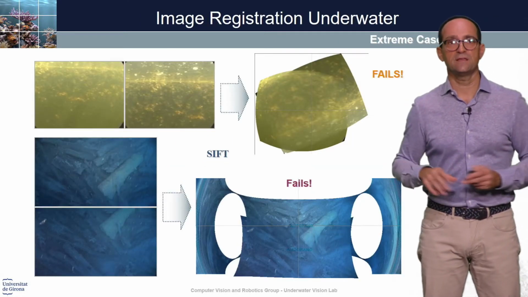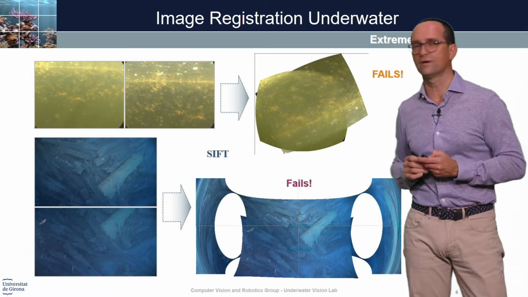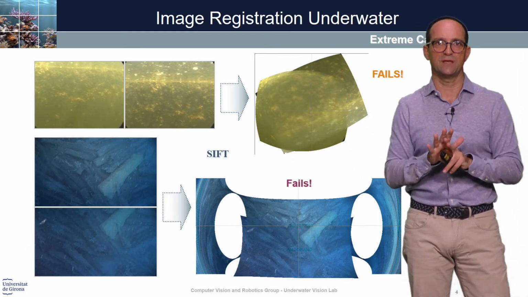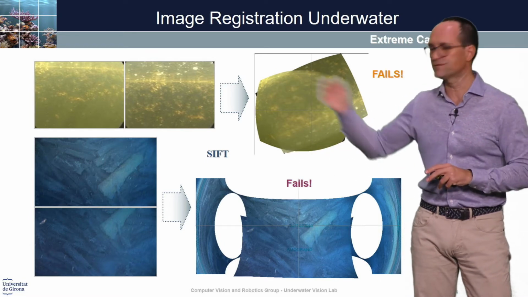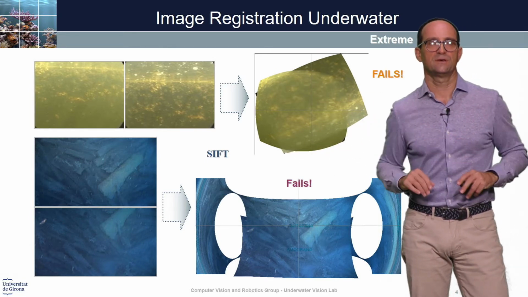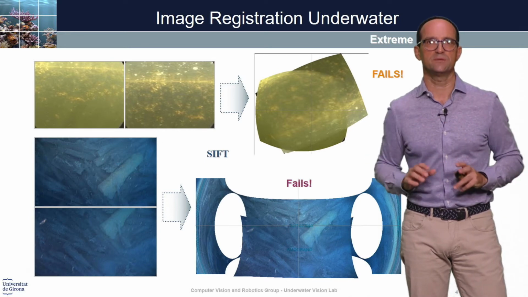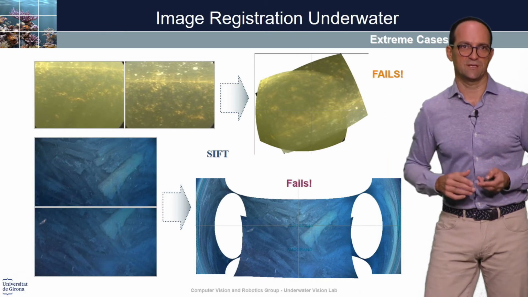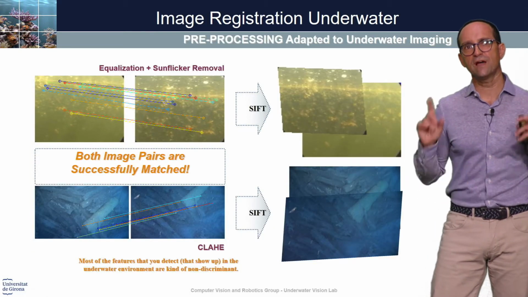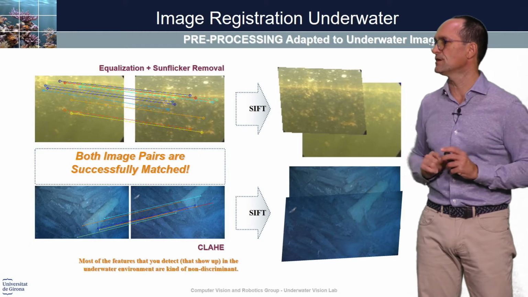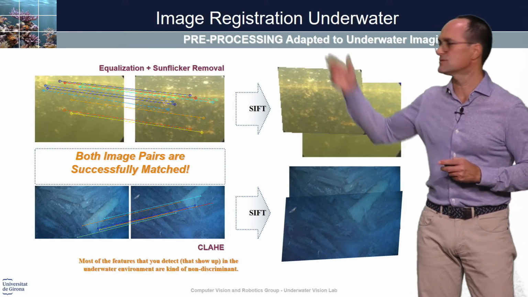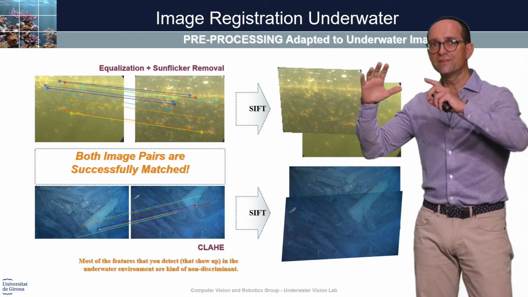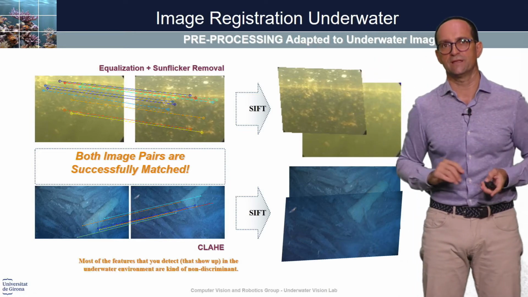If I just take images that suffer from this type of artifacts, and I try to align them, to register them, extracting features like SIFT, for instance, and then trying to compute a transformation that aligns the two images, this is not going to work out of the box as it works with terrestrial images. But the good news is that if I do a proper pre-processing of these images, in this case, for instance, on the top example is equalization and some flicker removal, then the same SIFT method is going to be able to align the images.